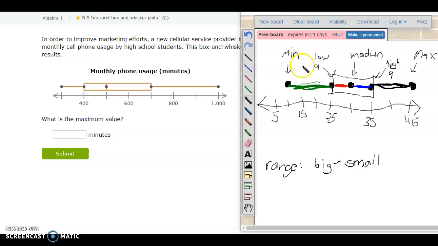Sorry about it, guys. But the first dot represents your minimum value. The last dot represents your maximum value. The dot in the middle of the box is your median. So that's your middle. That's your median. The first dot of the box is your lower quartile, and the second dot in the box, or the dot on the end of the box, is your higher quartile.